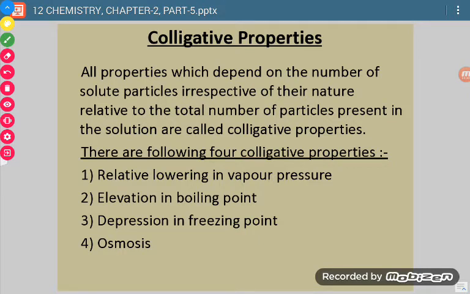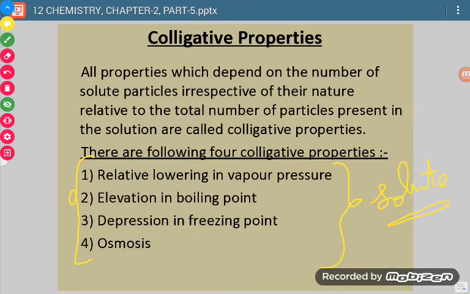All such properties which depend upon the number of moles of the solute. In a solution there are two things, one is solute and the other is solvent. So any property which is dependent on the solute only, irrespective of its nature, is called a colligative property.